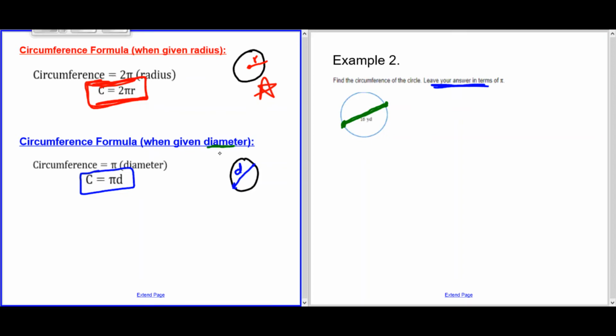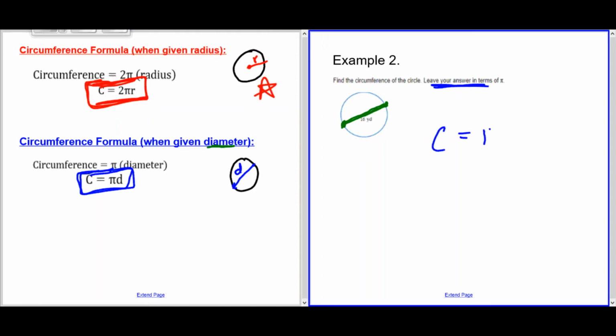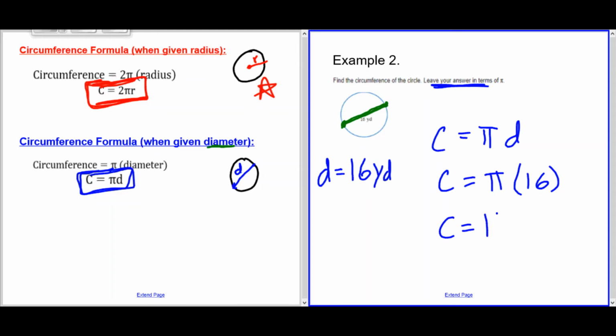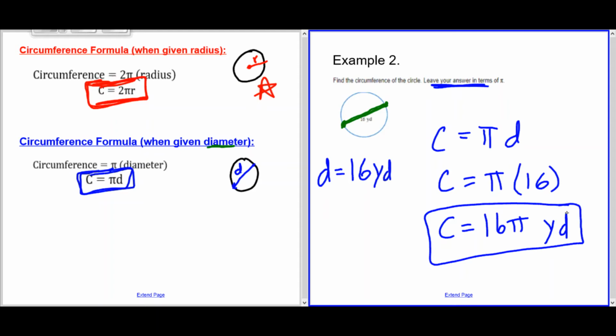So the way that we're going to find the circumference when we know the diameter is we're going to use the second formula. We're going to use circumference equals pi times the diameter. In my example, the diameter is the length all the way across the circle. So here my diameter is 16 yards. I'm going to plug in 16 for D. So the circumference is pi times 16. So the circumference here would be 16 pi yards. And so you're done with that one.